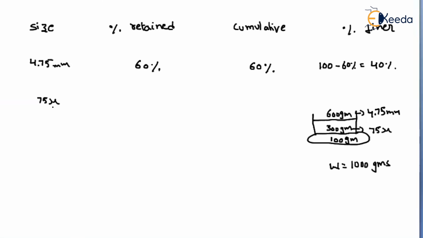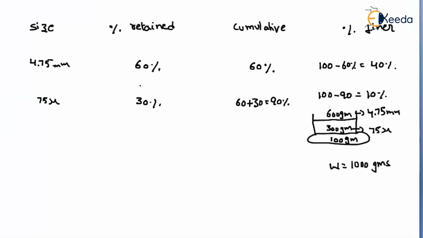Similarly, let us talk about the 75 micron. What is the percentage? Weight retained is 300, total weight is 1,000. How much percentage will it be? 30%. And what about the cumulative? Above this, how much percentage is there? 60. So here it will be 60 plus 30. So how much will it be? 90%. And what about the percentage final? 100 minus 90. That will be equal to 10%.